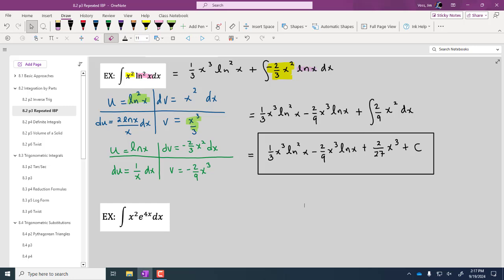If you pick this constant to be something else like +5, in the end you're going to get a +5 and a -5 and they're going to cancel and it will just go away. So picking 0 is just the most efficient way.